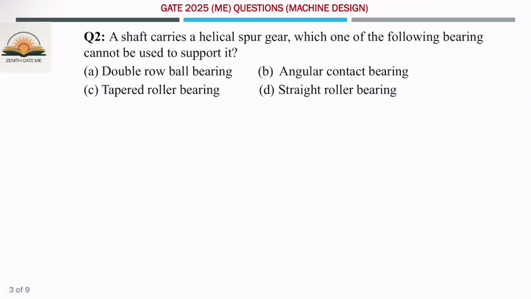Now, the next question is, a shaft carries a helical spur gear. Which one of the following bearings cannot be used to support it? Okay, one shaft is there, which is basically carrying a helical spur gear. You have to identify which bearing cannot be used to support the helical spur gear. So there are four options: the double row ball bearing, angular contact ball bearing, tapered roller bearing, straight roller bearing. Okay, so first try to understand what different kinds of load the helical gear can bear.